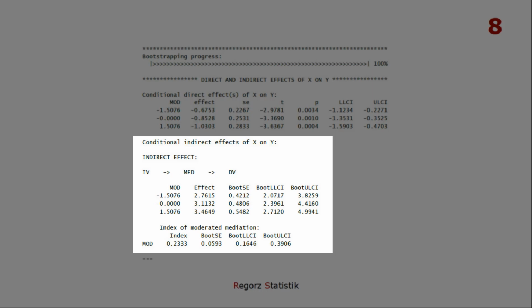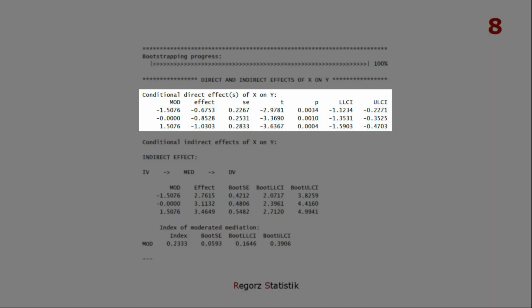The key part down here is the same. We have an index of moderated mediation, and we have conditional indirect effects we can interpret if we have a significant index of moderated mediation. What's different is the direct effect, because now we have a moderation modeled for the direct effect, so we get 3 different values for conditional direct effects.